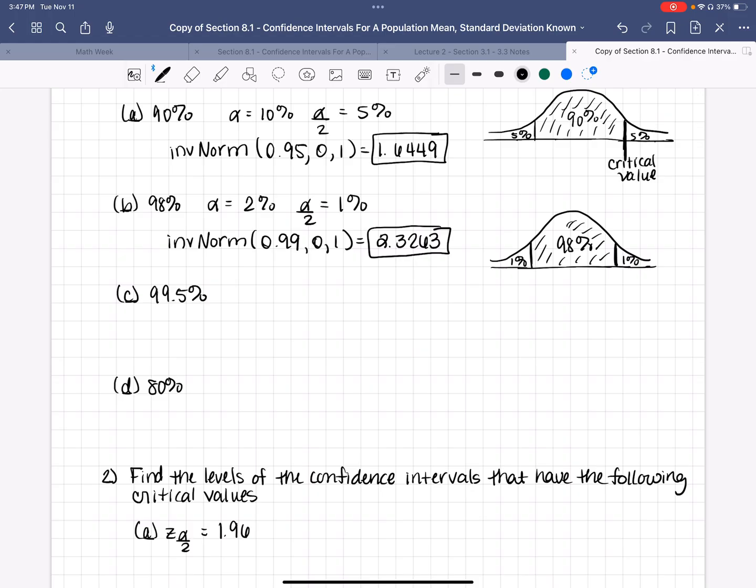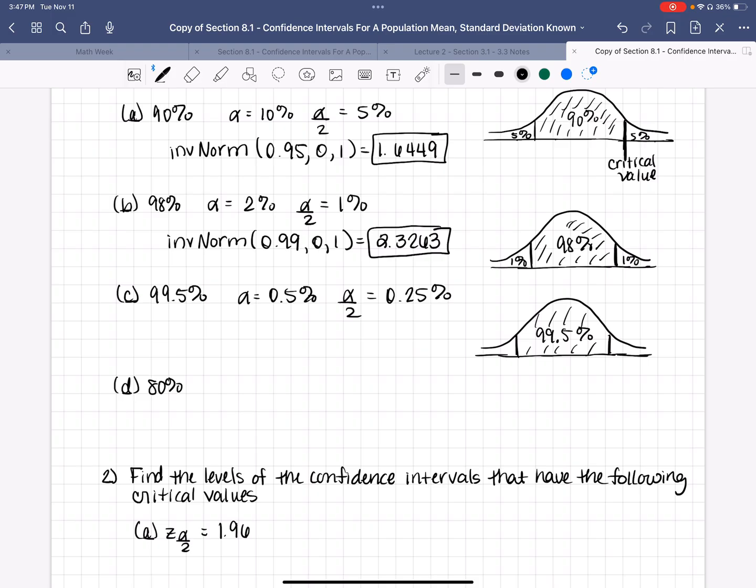99.5%. All right. So I've got this is 99.5%. So let's think about it. Alpha then means that is 0.5% away from 100%. So what will each of my halves be? Okay, that means divide that by 2. That's, and this is not, yeah, it is 0.5. That's going to be 0.25%. Remember, those are percents there.